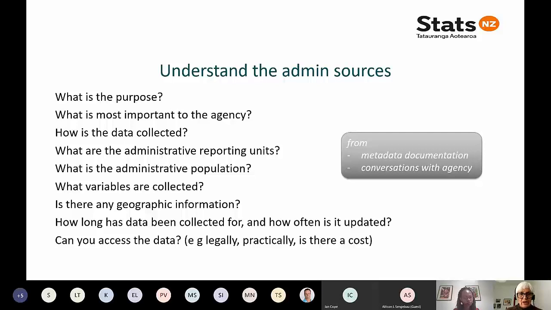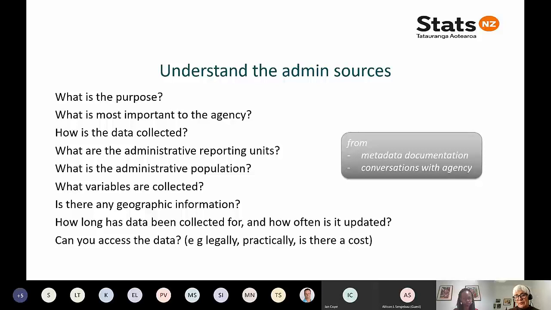So basic questions like, what's the purpose of this data collection? What things are most important to the agency? How is the data collected? What are the administrative reporting units? We might want information about people. They might record information about events, so a tax payment. So can you get to an individual from the reporting units? What individuals are included in that admin population? Which variables are available? Is there geographic information?